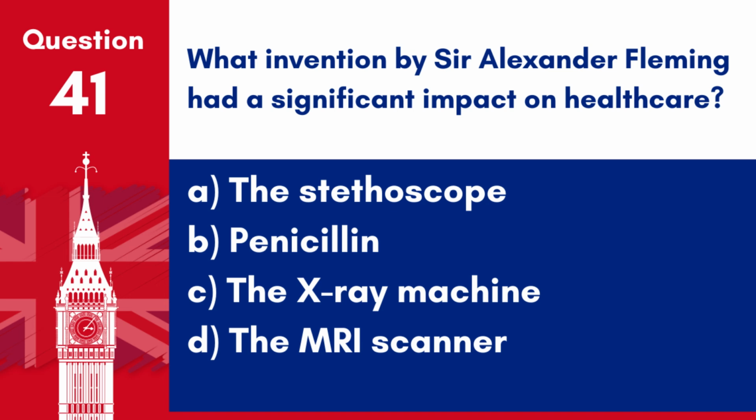A. The stethoscope. B. Penicillin. C. The X-ray machine. D. The MRI scanner. Answer: B. Penicillin. Sir Alexander Fleming's discovery of penicillin in 1928 had a revolutionary impact on healthcare, providing a powerful antibiotic that could effectively treat bacterial infections.